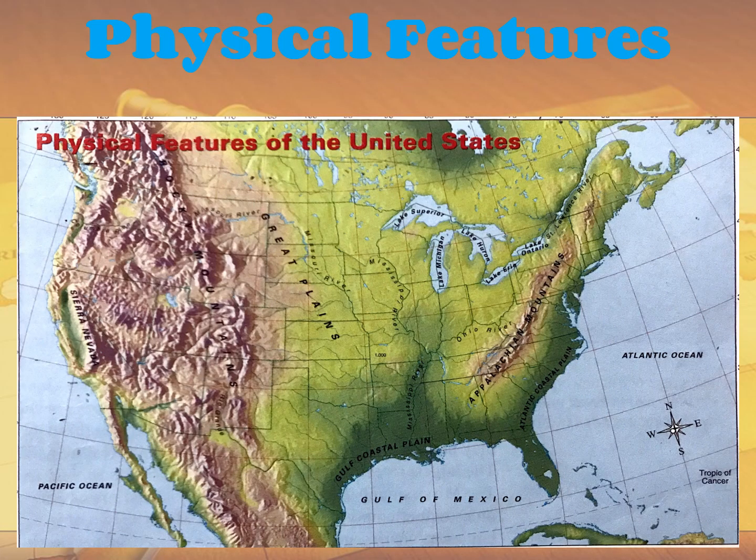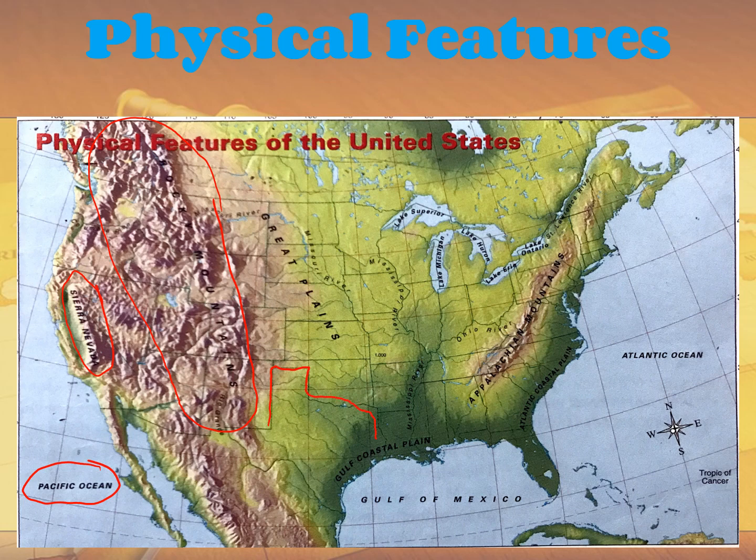So looking at this map here, this is a physical map which shows all of the great physical features of the United States. You'll notice over here we have the Pacific Ocean. Here, there's that humongous mountain range, the Rocky Mountains, and then the Sierra Nevada mountain range with a smaller one to its west. And then notice this is the outline of Texas.